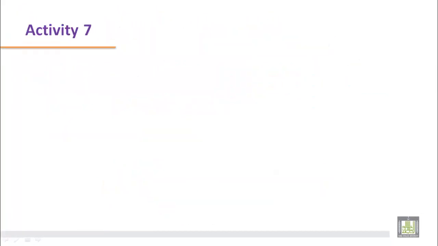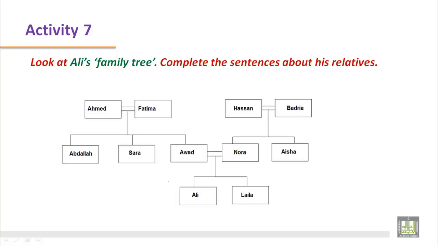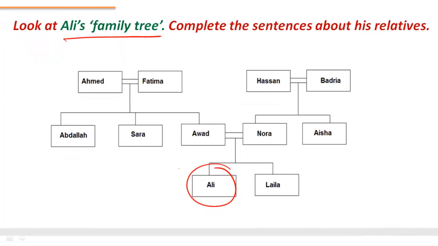Activity 7. This activity will show you the family tree in detail. Look at Ali's family tree. Complete the sentences about his relatives. This is Ali's family tree, and you can find Ali at the bottom of the tree, and there are other family members you can see upward, like Awad, Sarah. On the other side of the tree you can find Noura, Aisha. So what is the relationship between Ali and these people? In this activity you will have to complete looking at this family tree.